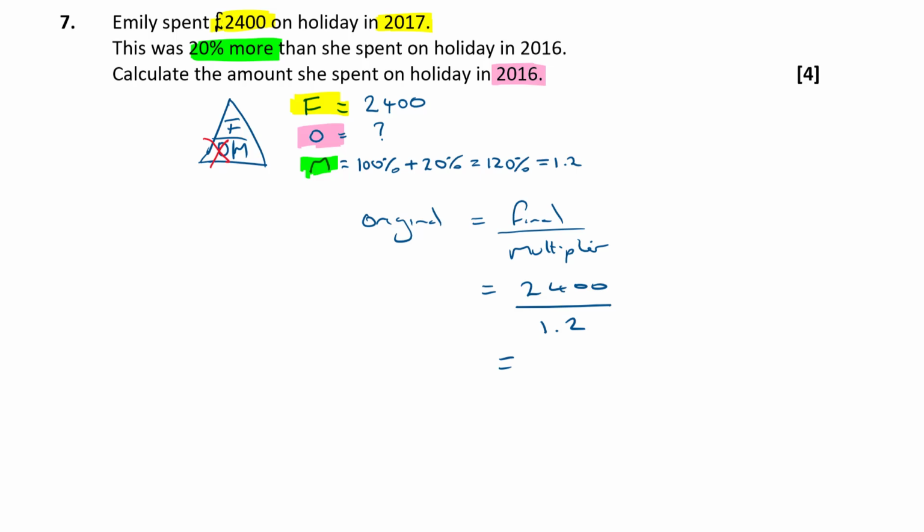Again, if you don't really like doing division with decimals, if I multiply top and bottom by 10, just a little trick, it gets rid of that decimal on the bottom. So it's going to give me 24,000 on the top, divided by 12. Maybe that goes a bit better for you. So 12s into 24 go twice. So 12s into 24,000 go 2,000 times. So calculate the amount she spent on holiday in 2016. It was £2,000. Okay, we're done.